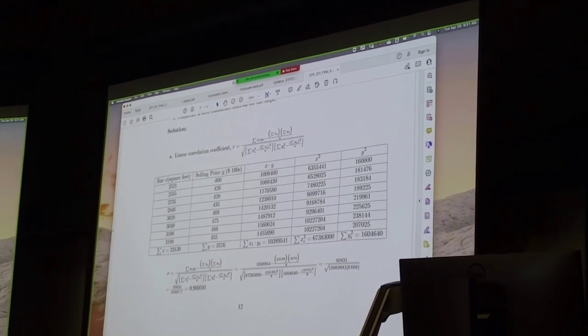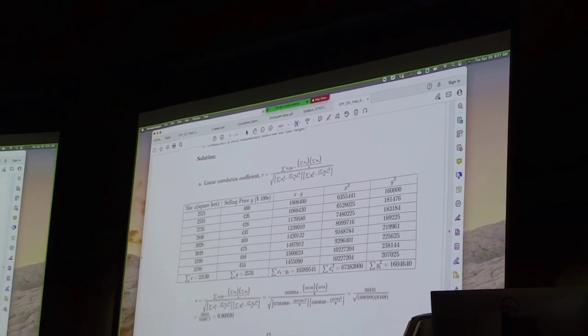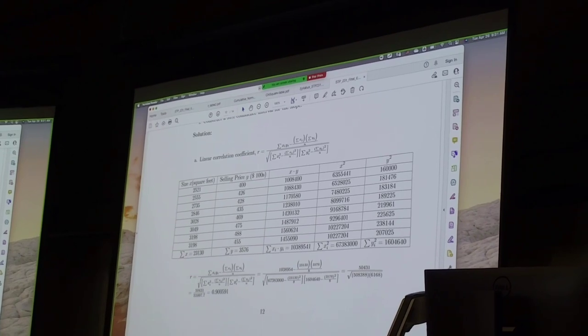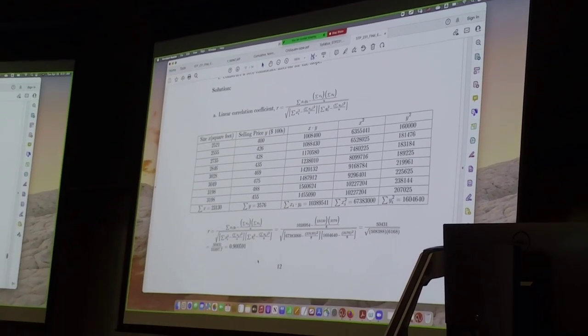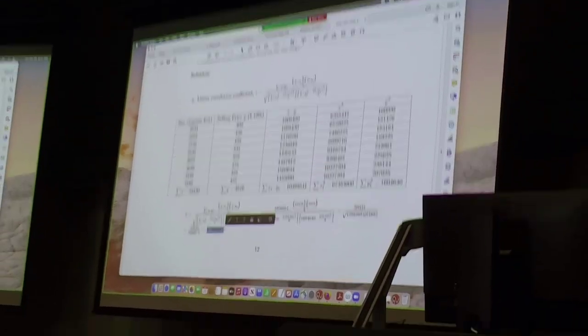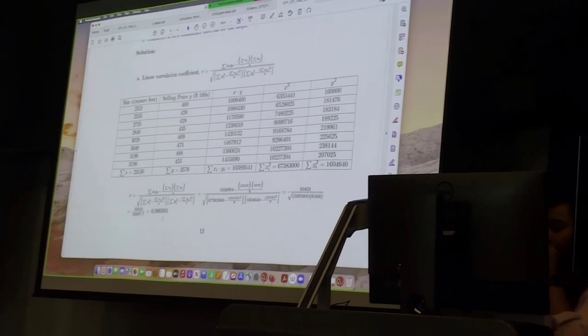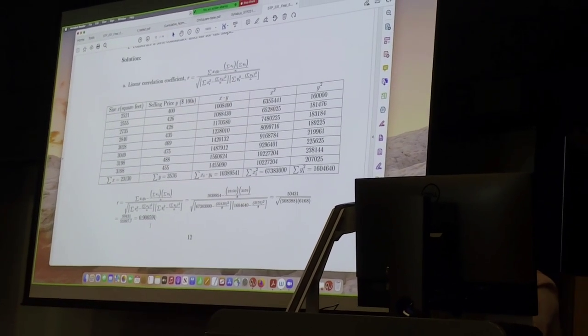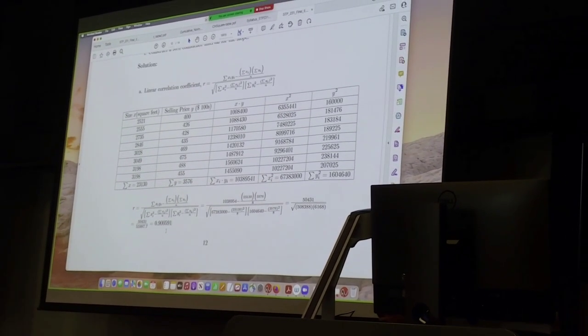Why is the selling price the response variable? Obviously, it is the response variable. So there are two variables, and then we just apply this one. And finally, consider the correlation coefficient is 0.900591. So that is the R value. Okay, so what was that?